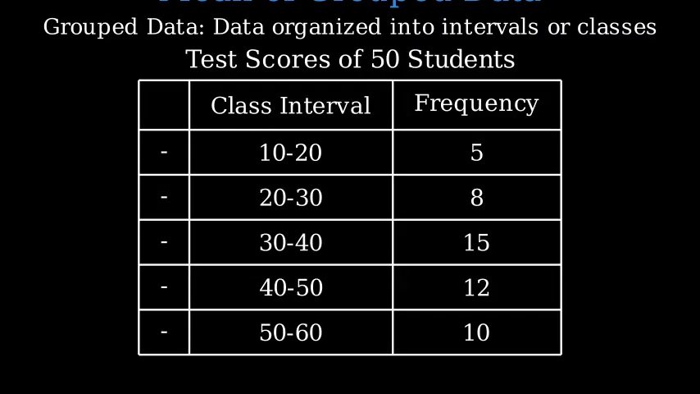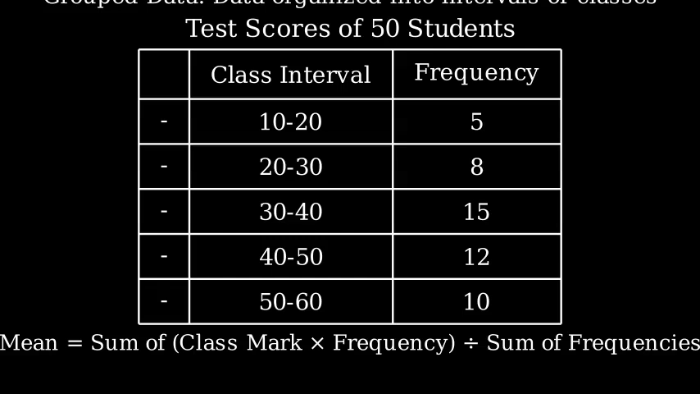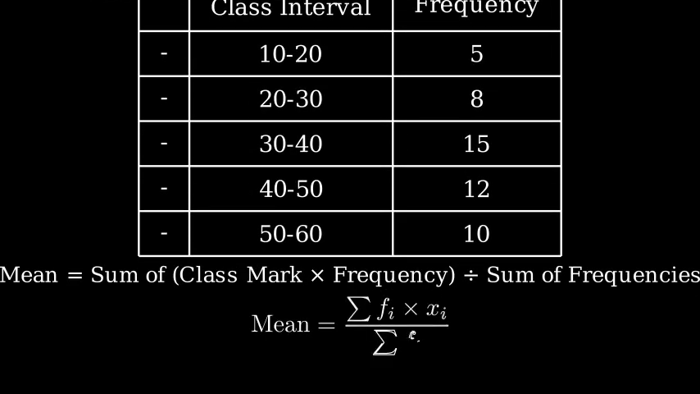To find the mean of group data, we use a formula. The mean equals the sum of the product of each class mark and its frequency, divided by the sum of all frequencies. Mathematically, it's written as mean equals sum of f_i times x_i, divided by sum of f_i, where x_i represents the midpoint or class mark of each class, and f_i represents the frequency of that class.